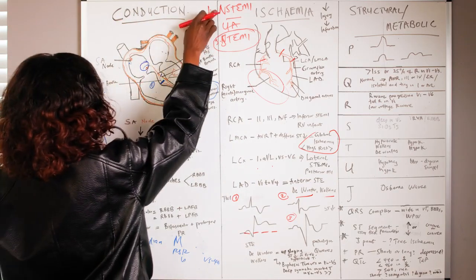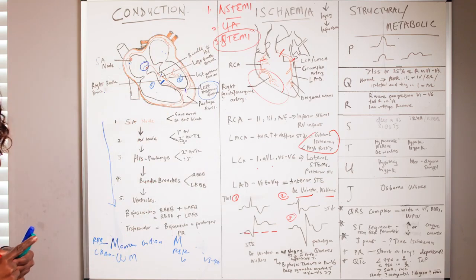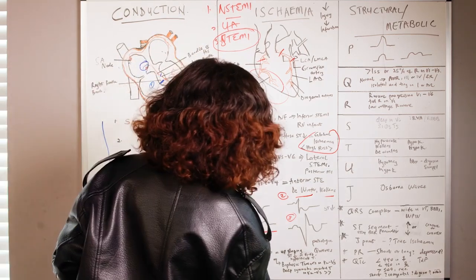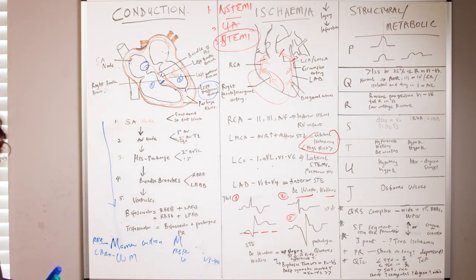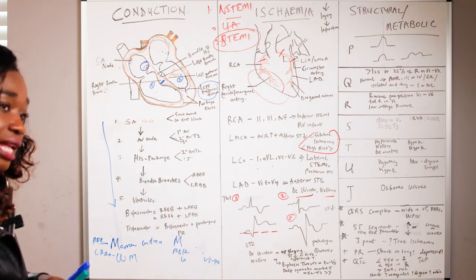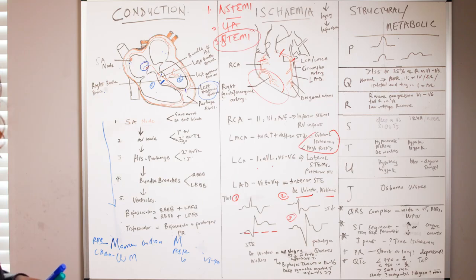What differentiates these two is whether your troponins have risen or not. In De Winters, you have upsloping ST elevation in V1 to V6 with hyperacute waves. We've dealt with this before. And in Wellens, you have biphasic T waves in V2 to V3 and deep symmetric inverted T waves.